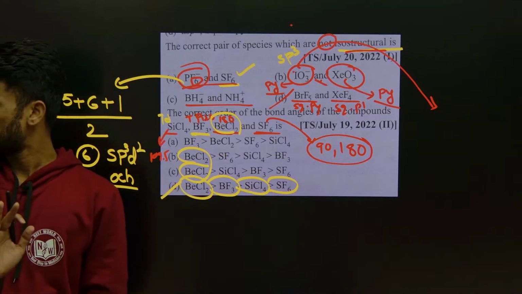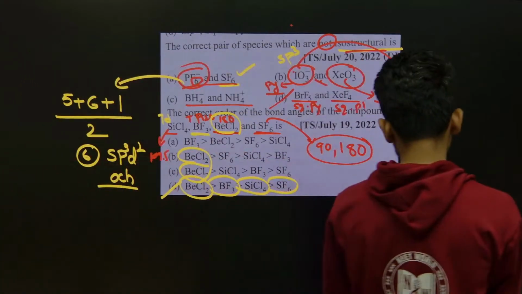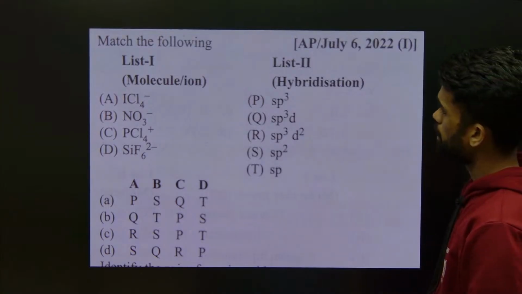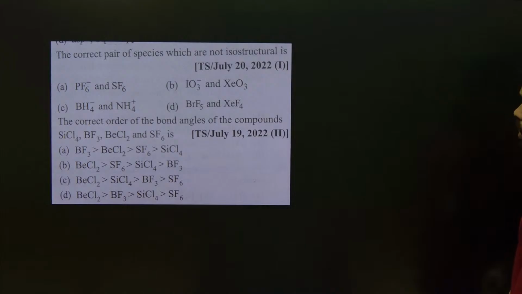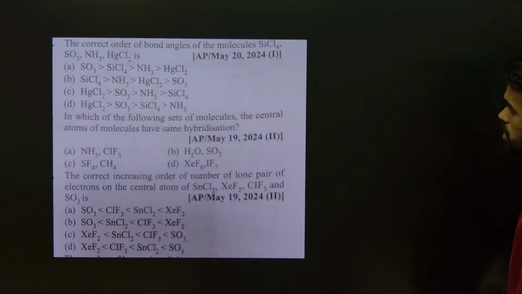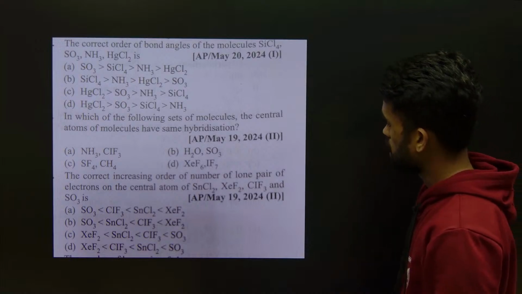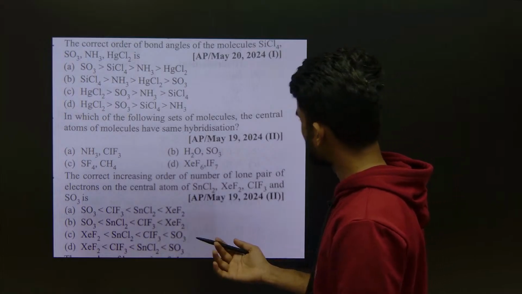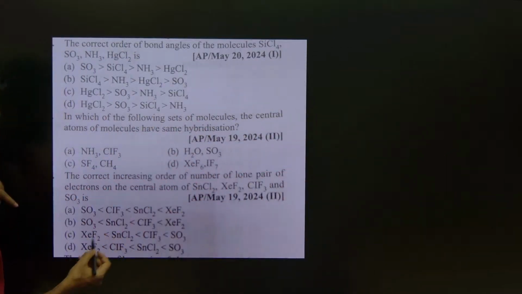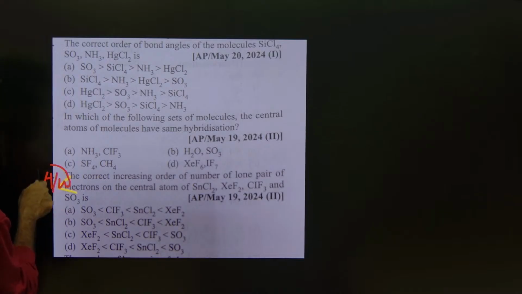Hope everything is clear, whatever we are discussing here. Let's move forward. Match them again. We did this already. This is also done. Next, we have a few questions. Whatever we did in the previous example, based on that we can solve this question also. See, the number of lone pairs, this is for you as a homework question, because we did this model of question already.